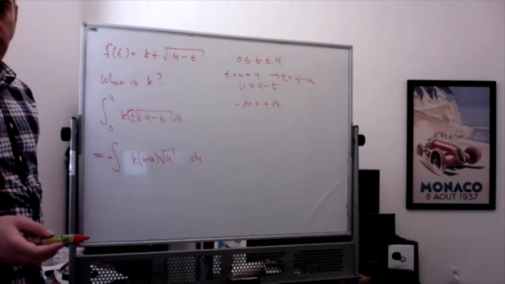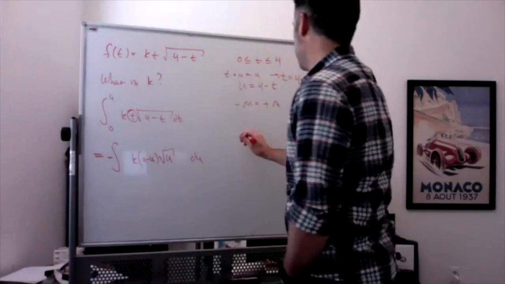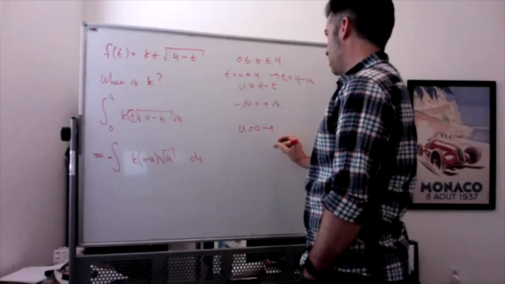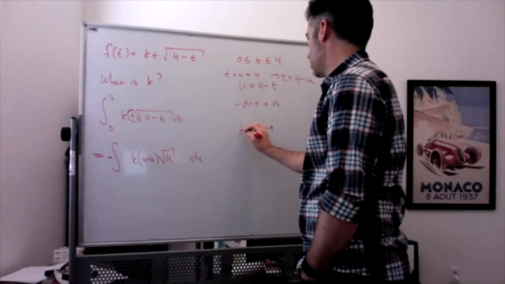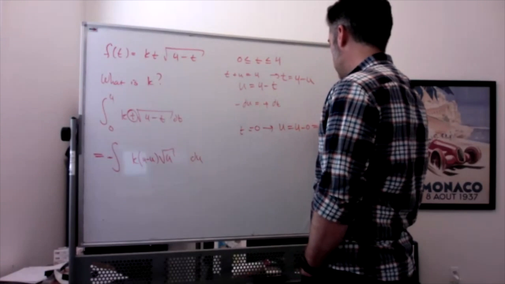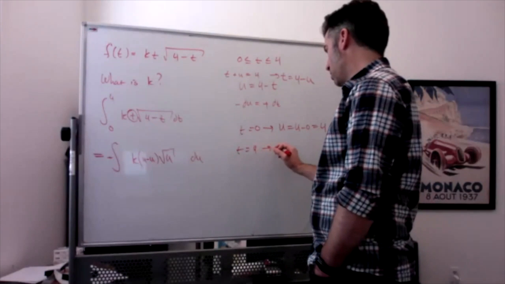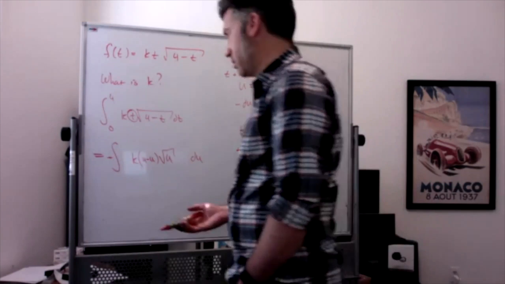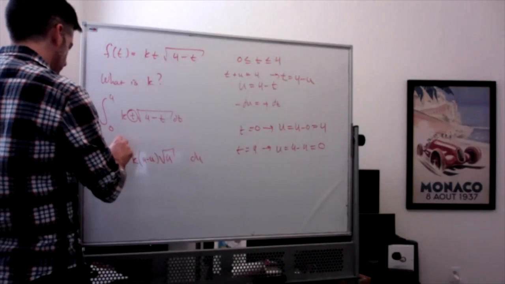Now, our limits of integration I'm also going to change. So if t equals 0, u is going to equal 4 minus 0, which is 4. And if t equals 4, u is going to equal 4 minus 4, which is 0. So limits of integration are from 4 to 0.